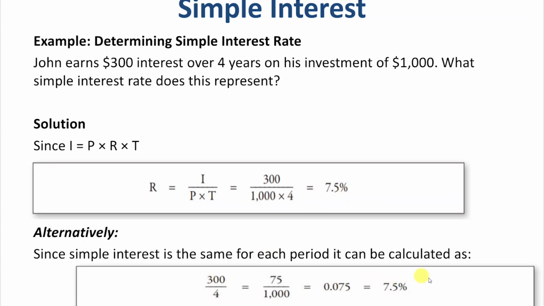The bottom one is technically a similar concept. Just to explain to you, because it's simple interest, you have $300 over 4 years, so every year you receive $75, right? For $75 over the principal of $1,000, your effective interest rate is 7.5%. But I think applying the formula is a much easier and definitely right method.